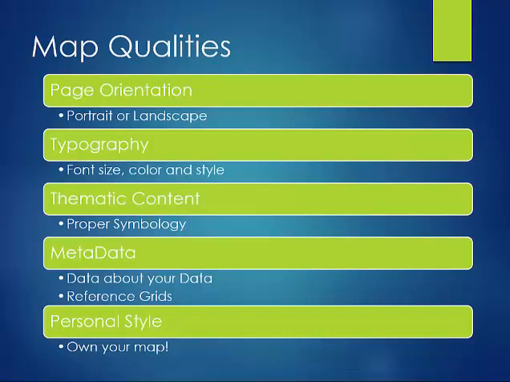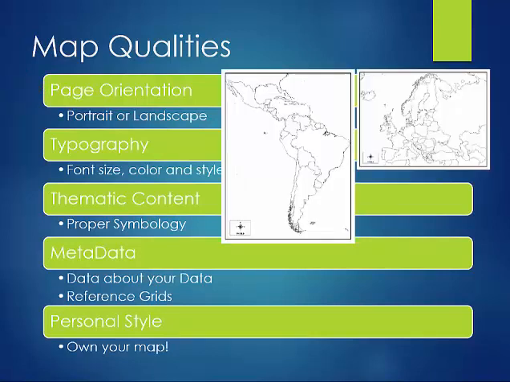When we talk about maps, we use some basic terminology about their qualities and characteristics. Page orientation can either be portrait or landscape, depending on the geographical area of the map. Experiment with both of these to determine the most appropriate page orientation for your specific map.